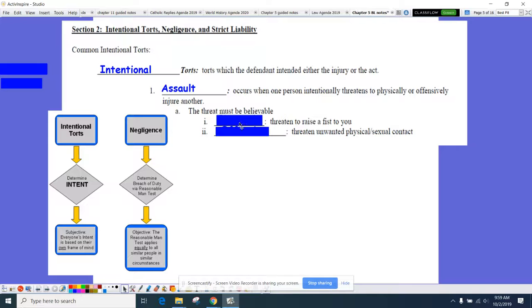Anyway, the threat must be believable. So if there is a physical threat, meaning that someone raised a fist to you, that would be included. Or it could be offensive, meaning someone saying something that is like an unwanted physical attack or unwanted sexual innuendo kind of attack or conduct on a person.